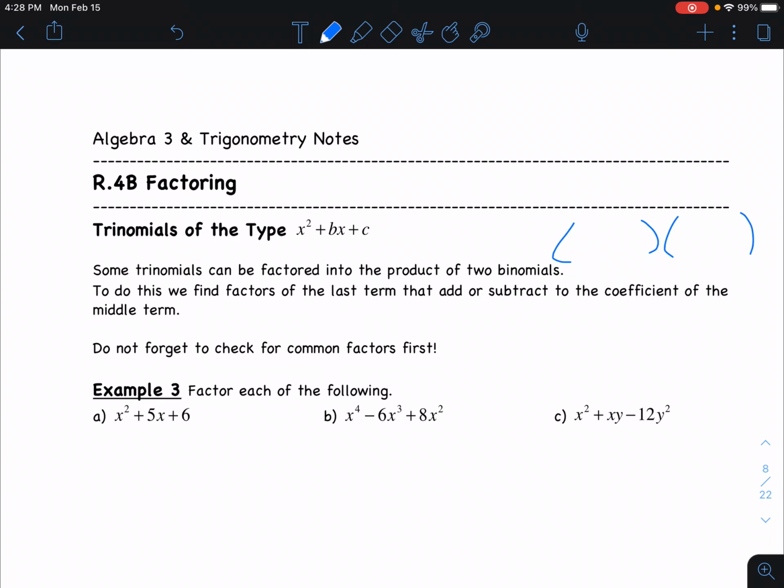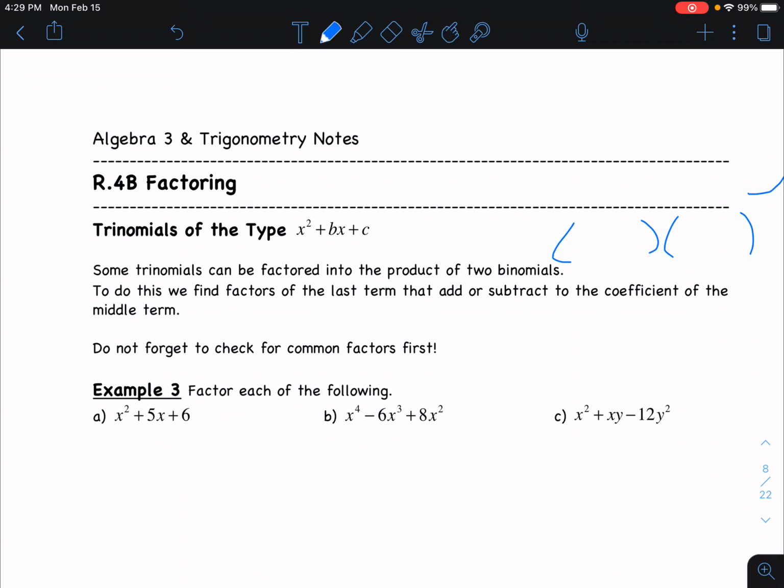To do this, the rule says we find factors of the last term that add or subtract to the coefficient of the middle term. In other words, the phrase I use is: pick two numbers that multiply to get c and add up to get b. I'll repeat that. Pick two numbers that multiply to get c and add up to get b.